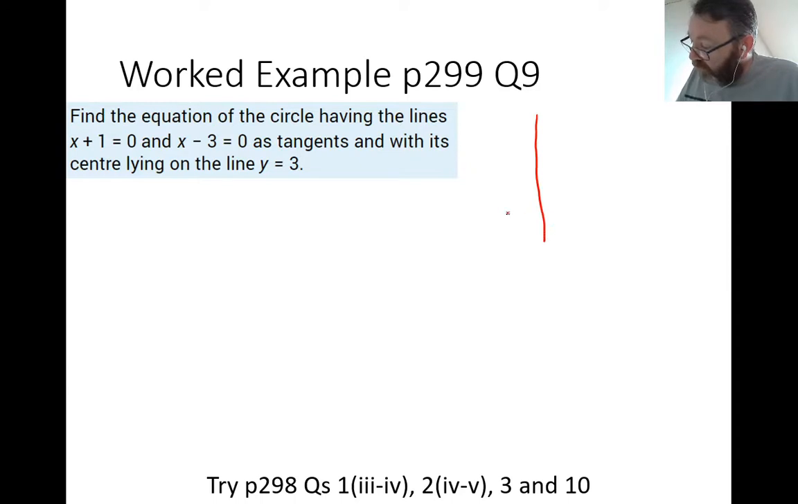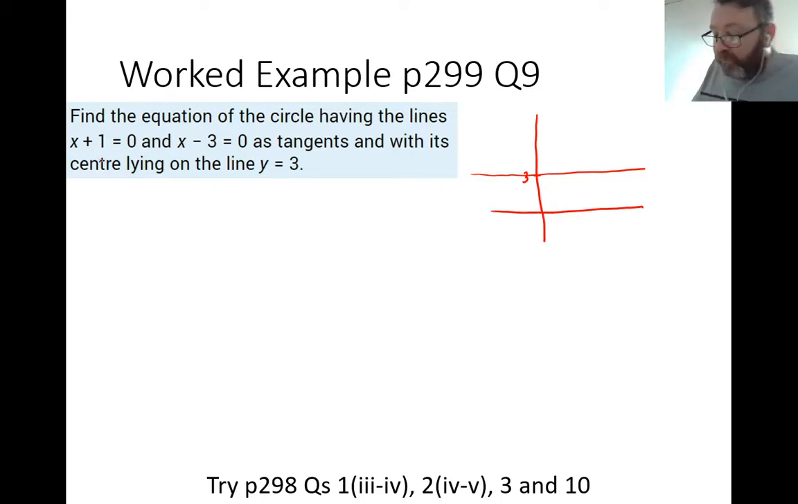So we've got an x-y axis like that. We've got a circle whose centre lies on y equals 3. So y equals 3, that's a line going through this way here. So its centre is somewhere there. But we're also told x plus 1 equals 0 and x minus 3 equals 0 are tangents. Now just watch what I'm going to do here. Let's take this one first of all, x plus 1 equals 0, and then x minus 3 equals 0.